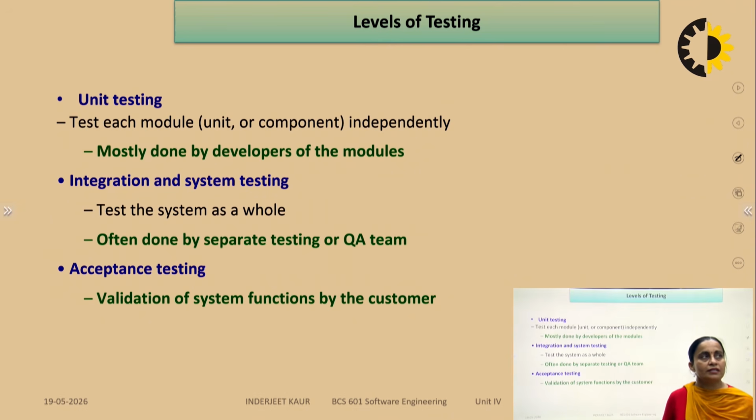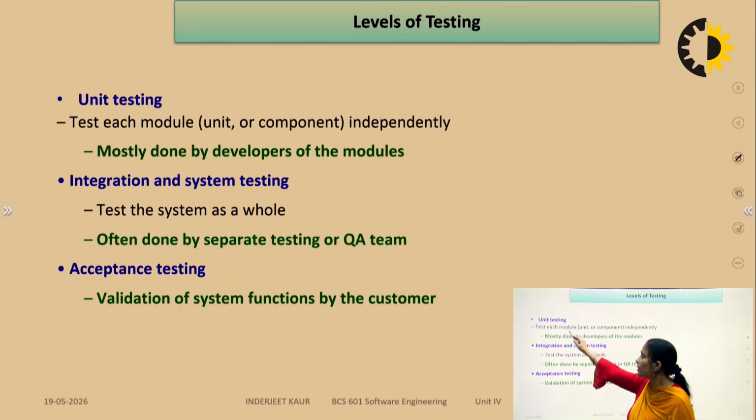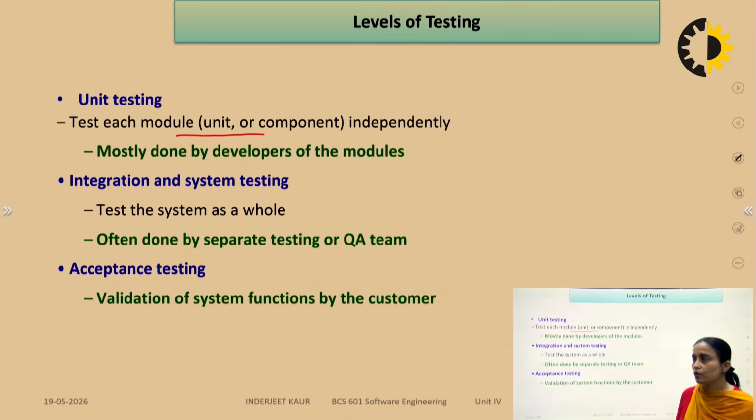If I say unit testing, what does this statement mean? I am going to test each module, meaning every unit or every component independently. Who is writing this code? Most obviously it is done by the developer of the modules, because he or she is aware of what has been written and why.